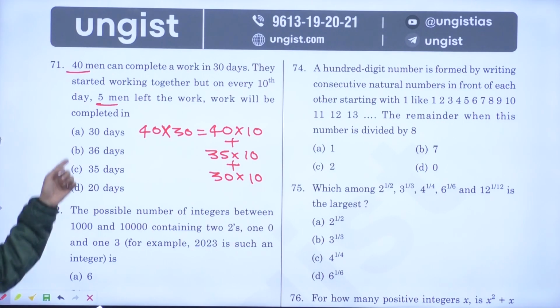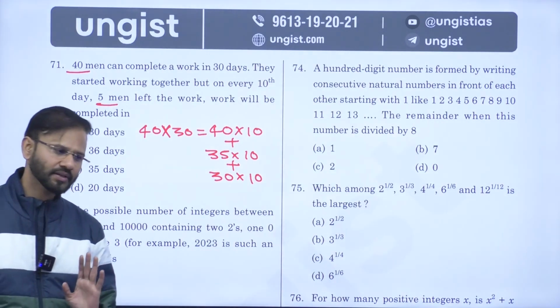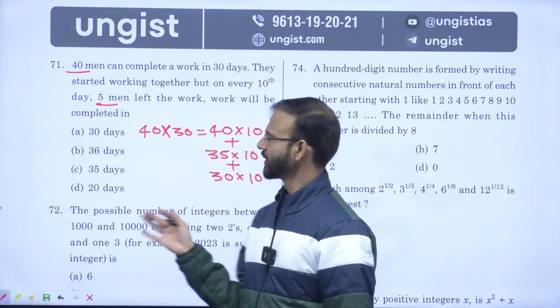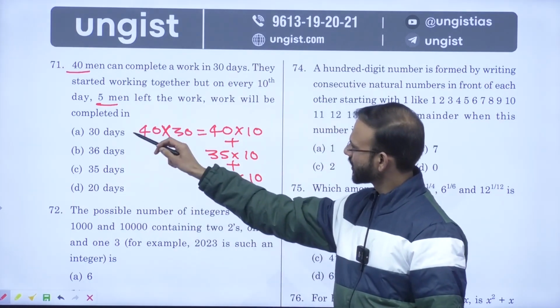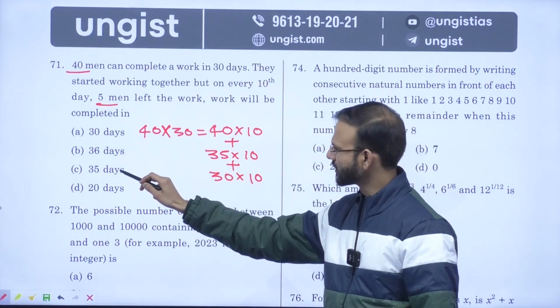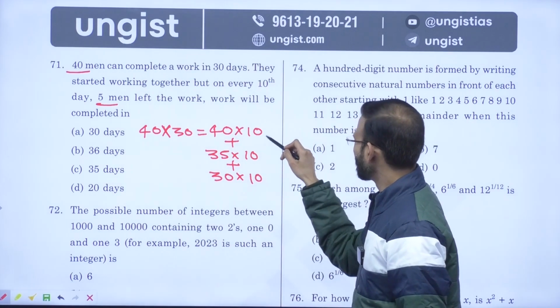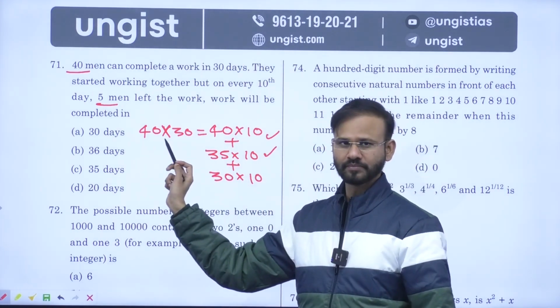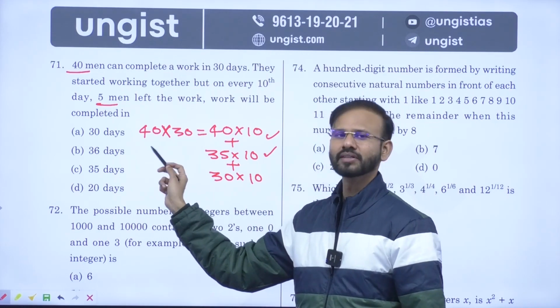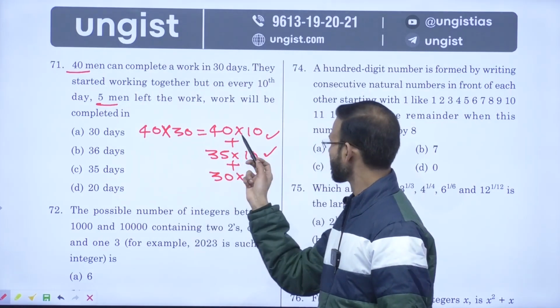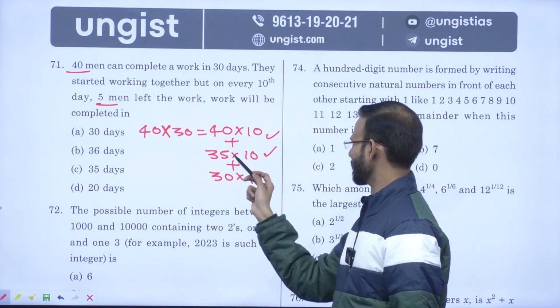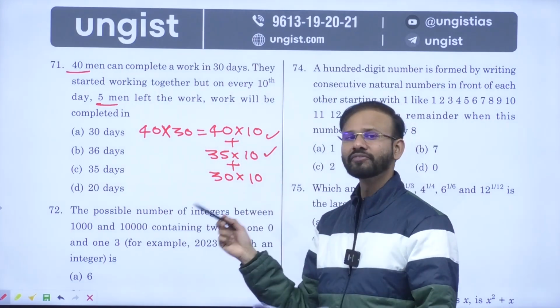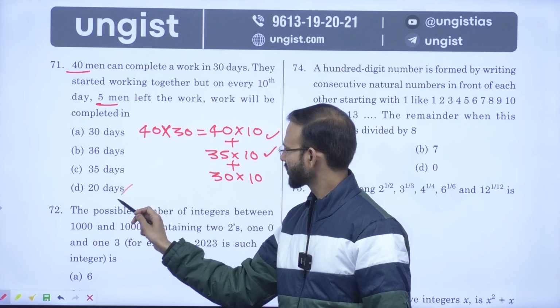Now guys, just look at the options, right? Why am I not going beyond 30? Because I have checked the options, like one option is 30, then 36, then 35, and then 20. So in 20 days the work was not completed. Why? Because here the sum is 1200, correct? But here this is 400 and this is 350. So 400 plus 350 is 750. So in 20 days the work was not completed.